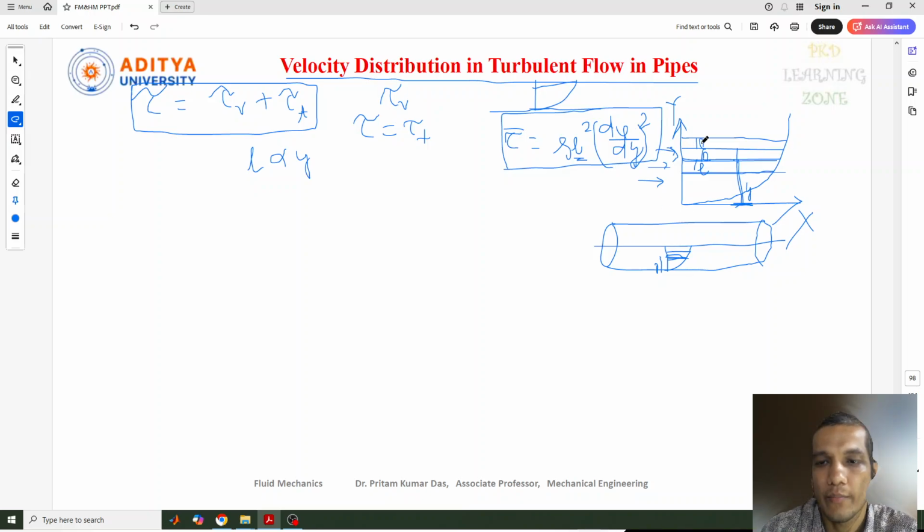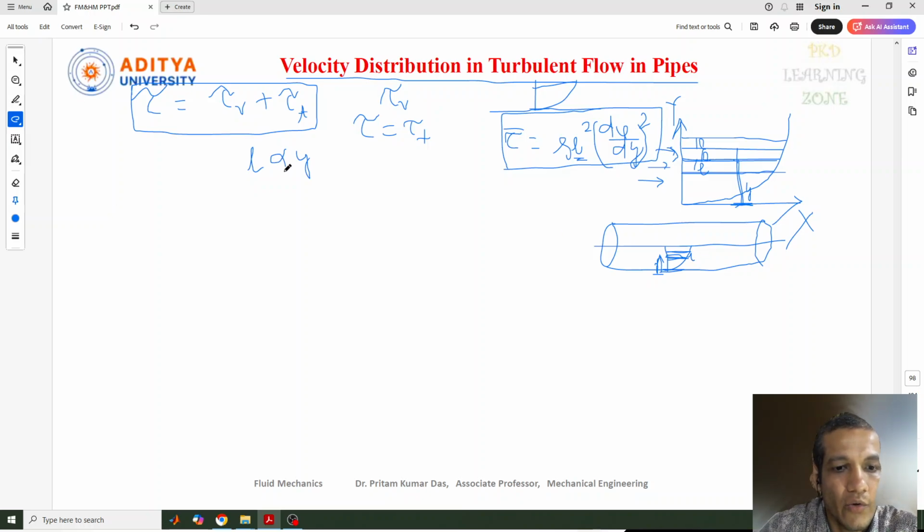Same concept, but here, suppose you take plate 1, and here you need to consider the pipe. So in both conditions, at the surface the viscosity will be 0, so the shear stress at this point will be negligible, and the distance from here to here is y, and the gap between two layers is L, the mixing length, let's consider.